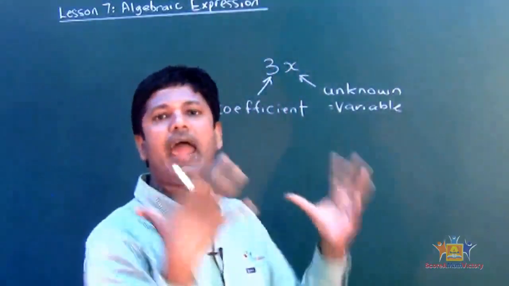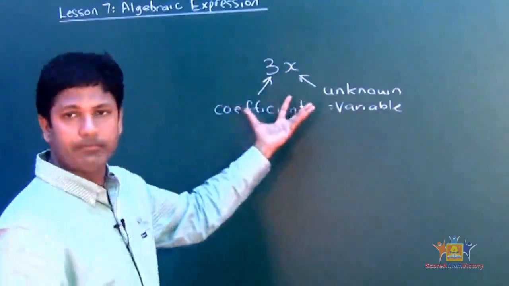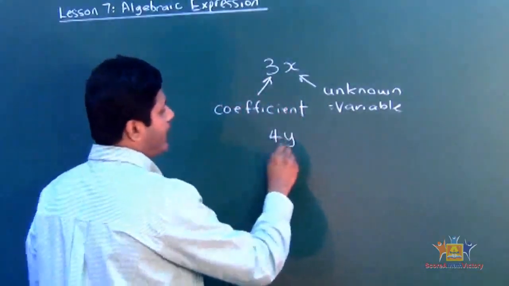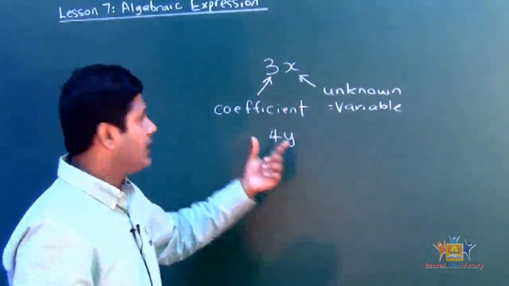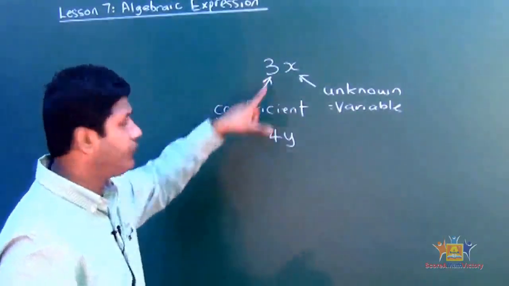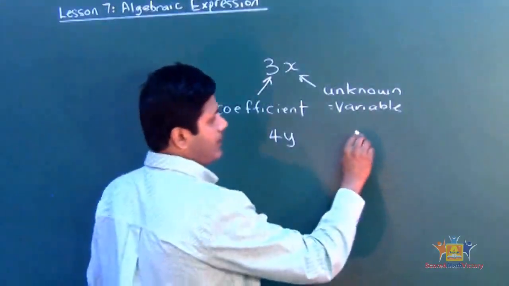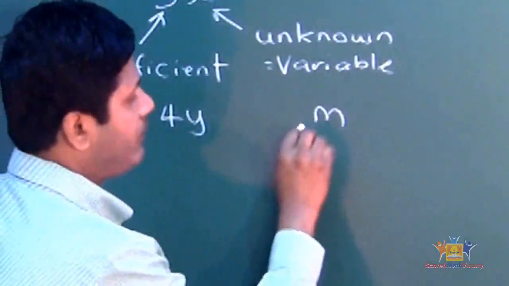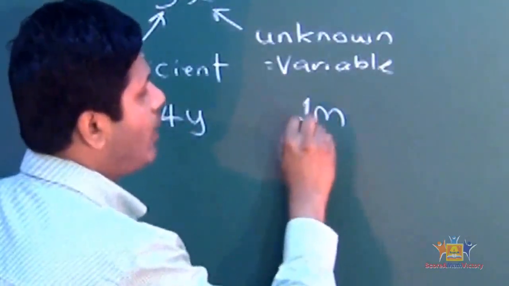So 3x is a term. Let's say I write another one, 4y. That's another term. Now look at the difference between 3x and 4y. Both have a coefficient. Now if I had put m, there is a coefficient on this one too, but we don't show it. It's 1. You don't show it.